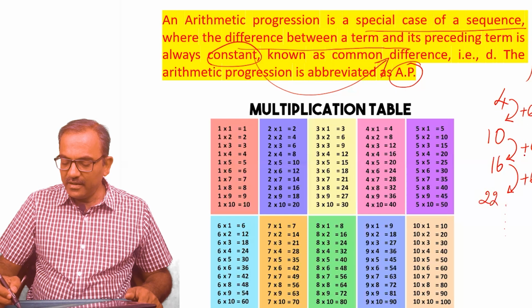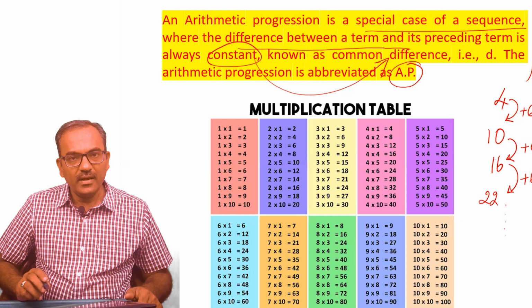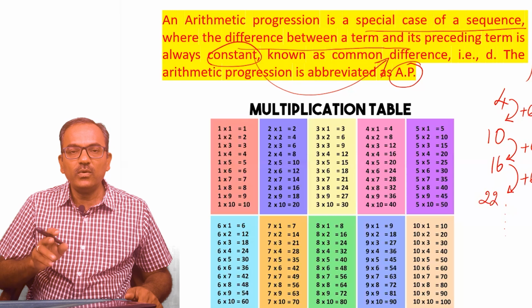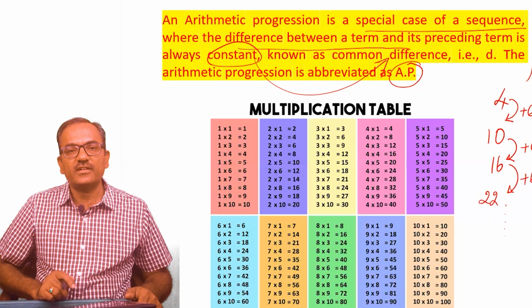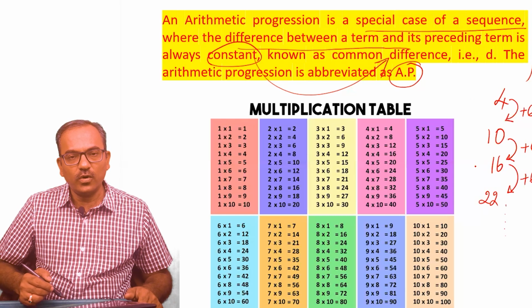So I am adding the common difference. It means that I have an arithmetic progression wherein the difference between two consecutive terms is always constant, like 10 minus 4 is 6, 22 minus 16 is 6, and so on.